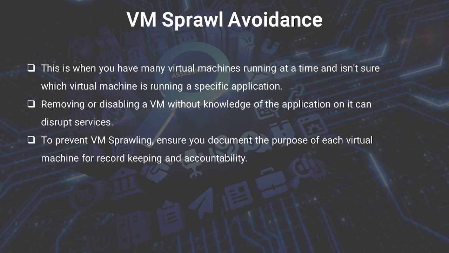Additionally, to prevent VM sprawl, ensure you document the purpose of each virtual machine to keep proper record and accountability. Imagine having 10 or even 20 virtual machines running within your organization, and you're not too sure which virtual machine is providing a certain service or a role or a function for your company. And if you delete a virtual machine without knowing whether it's providing a specific role, whether it's a critical role, then you can definitely disrupt services.